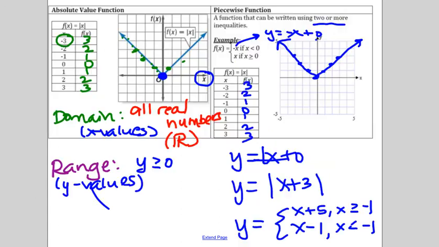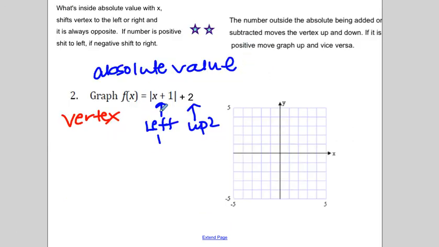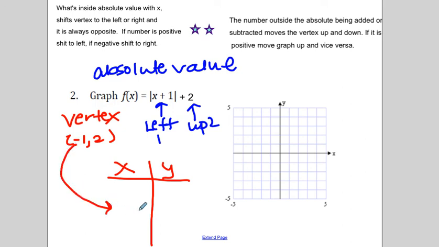The vertex is the point of our V. Okay, that's our vertex. So if we're going left 1, that would be -1. So my vertex is -1, and up to 2. So I make a table of values, and your vertex is the middle thing to go in your table. So when you plugged in -1, you got out 2.